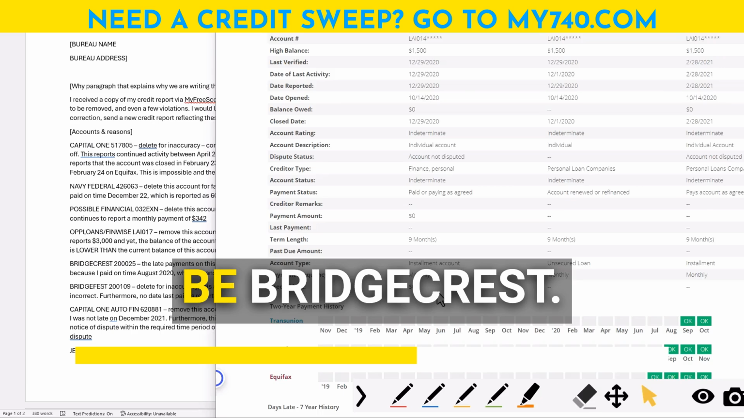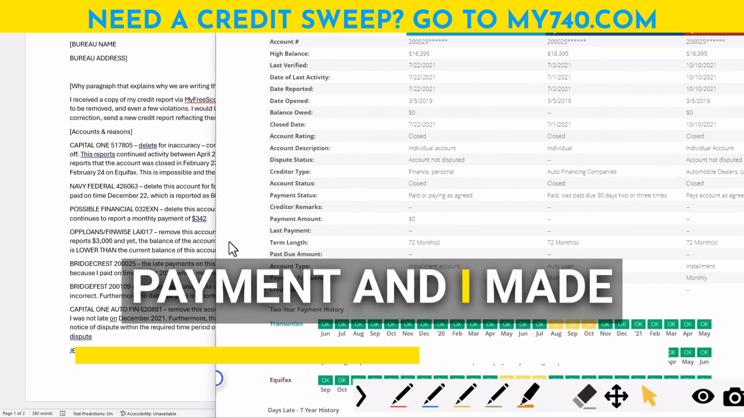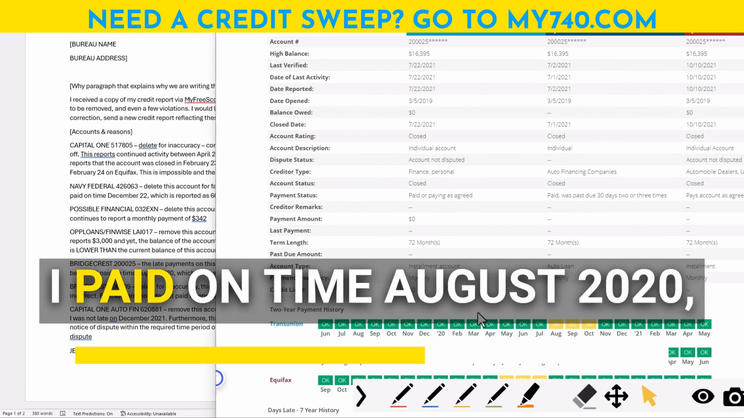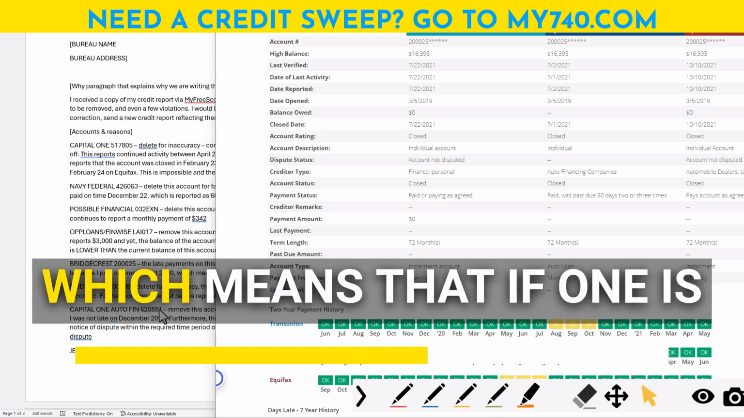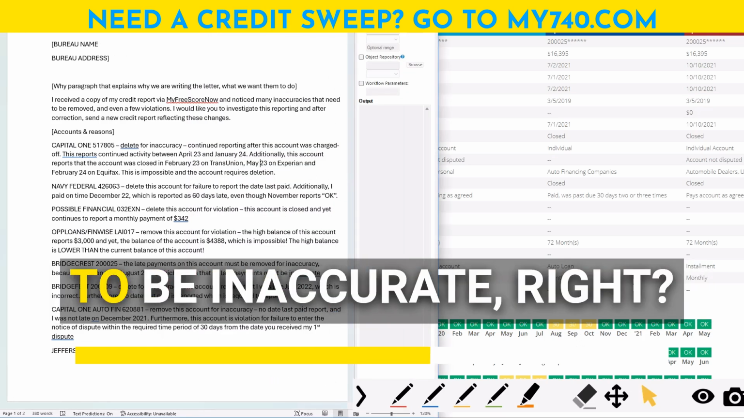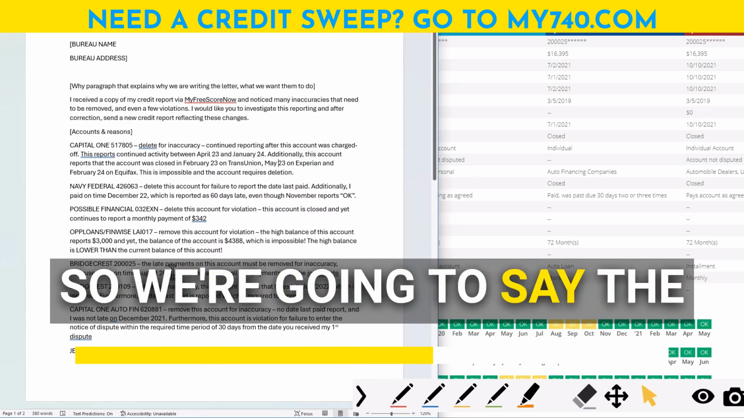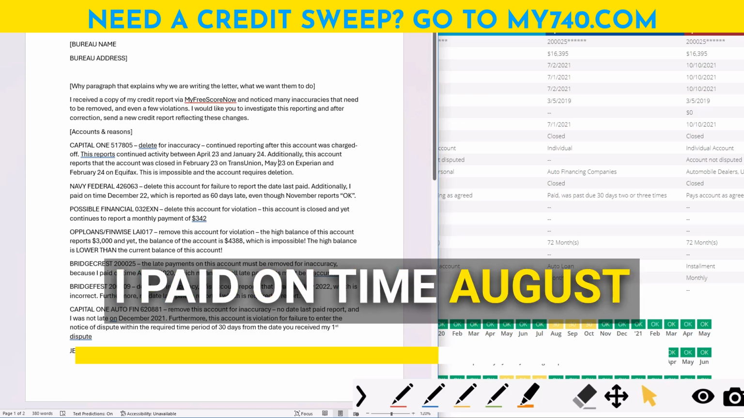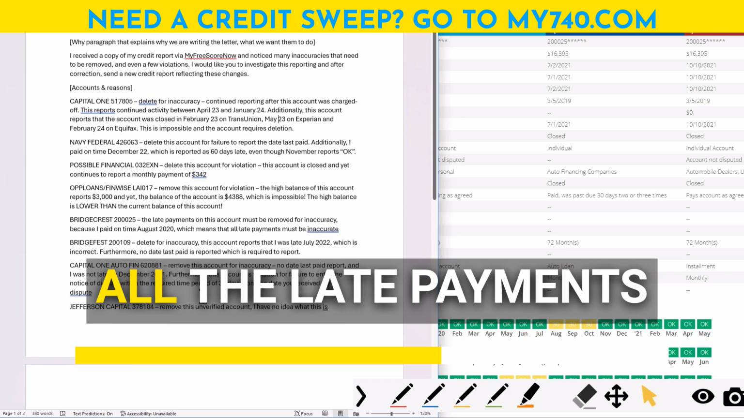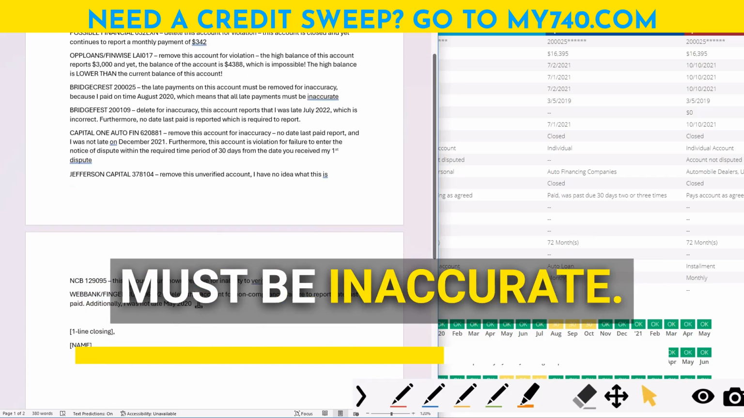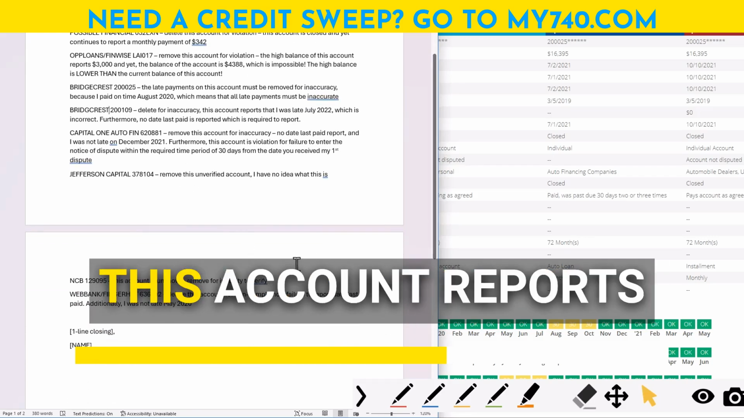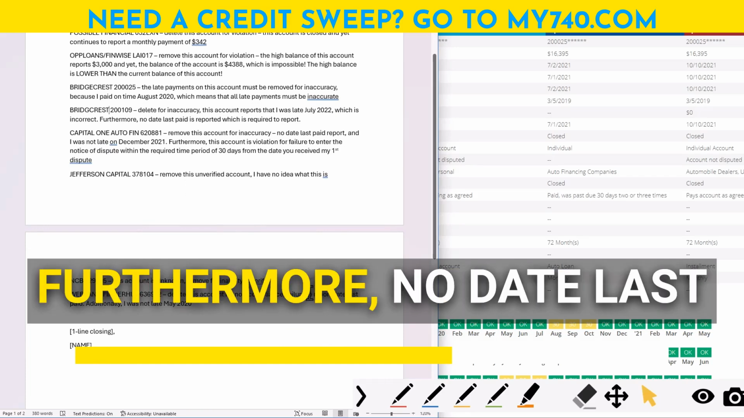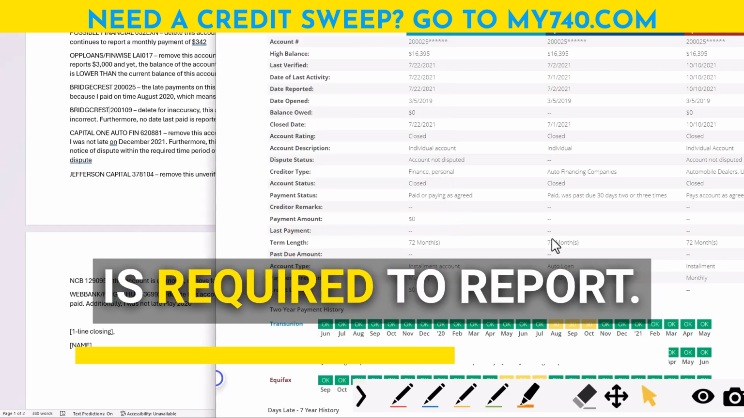It is going to be Bridgecrest. We only have a late payment, and I made this one really simple. We're going to remove all the late payments because I paid on time August 2020, which means that if one is inaccurate, they all have to be inaccurate, right? So we're going to say the late payments on this account must be removed for inaccuracy because I paid on time August 2020, which means that all the late payments must be inaccurate. Delete for inaccuracy. This account reports that I was late July 2, which is incorrect. Furthermore, no date last paid is reported, which is required to report.